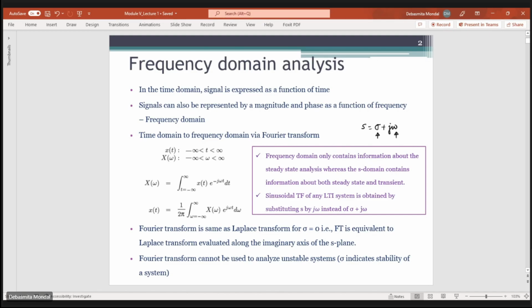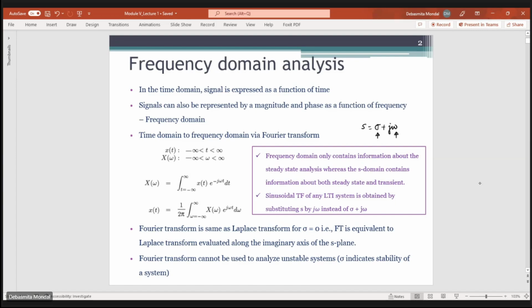That is known as the frequency response of a system. So in the frequency domain, we are only interested in analyzing the steady state condition of the system. If you have a sinusoidal transfer function and the system is a linear time invariant system, in that case you can analyze the system simply by substituting the value of s by j omega instead of substituting s by sigma plus j omega.